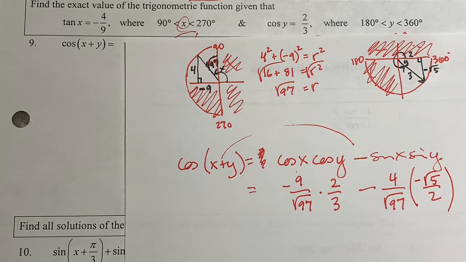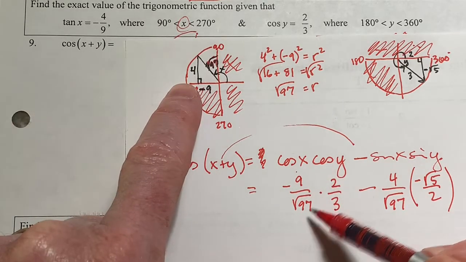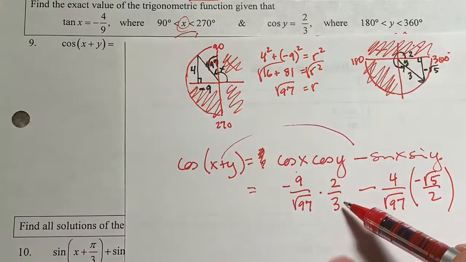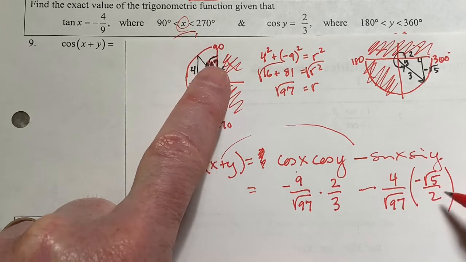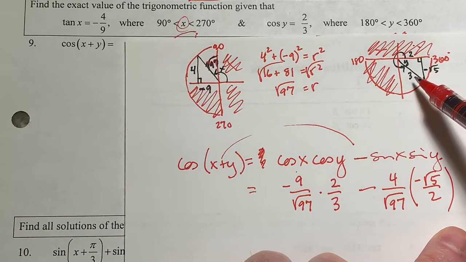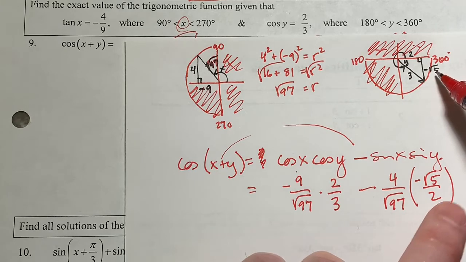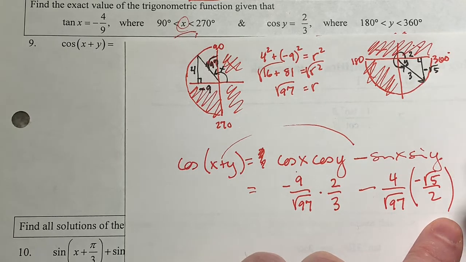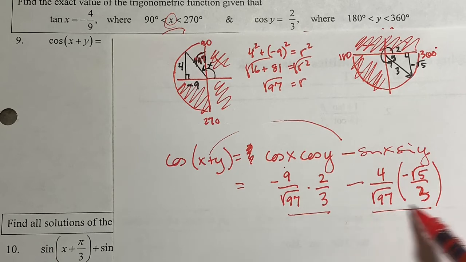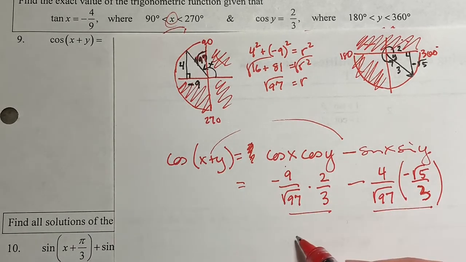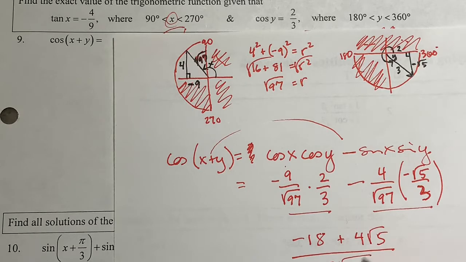Are you with me? So I've got adjacent over hypotenuse. I've got adjacent over hypotenuse. And then here I've got opposite over hypotenuse. And then here I've got opposite over, oh, dang it. See, I'm glad I double checked. Negative root 5 over the 3. That's the hypotenuse. And as you've seen before, there's your common denominator. So I don't want to cancel that 9 and that 3 out, because then I won't have a common denominator. So I'm just going to write it as negative 18. Here I get positive 4 root 5. And all of this is over 3 root 97.